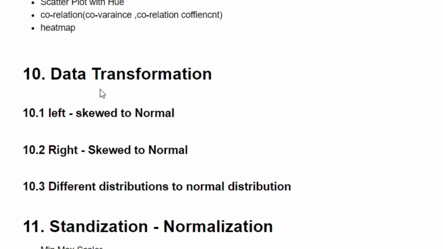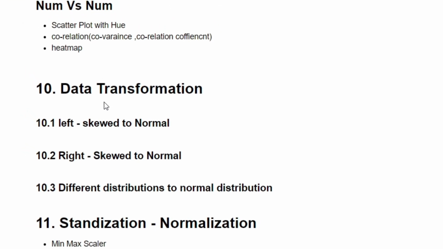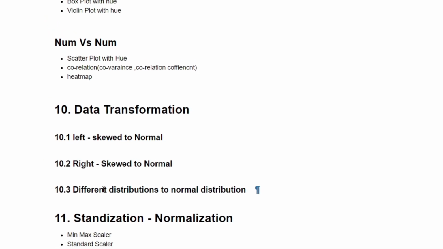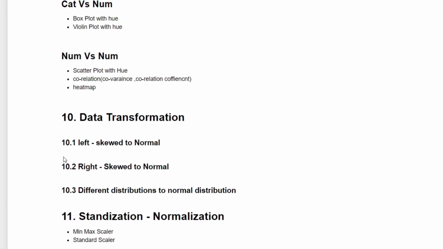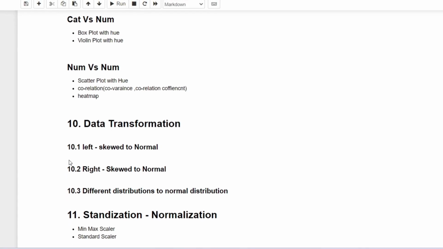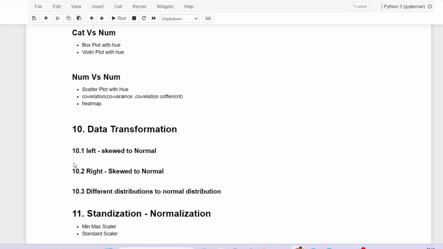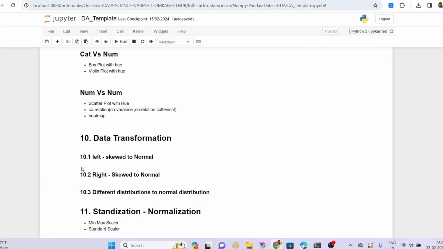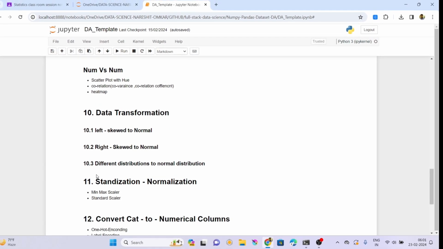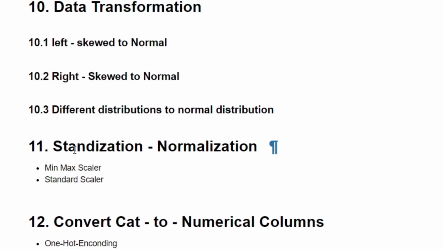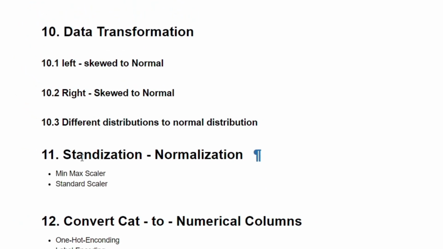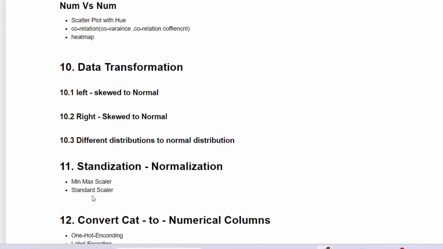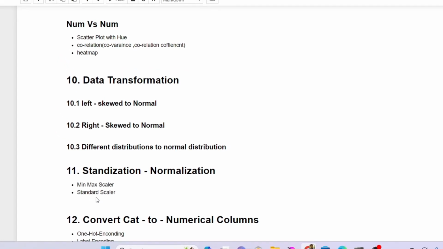10th point, we are going on to the data transformation. This is left skew to normal, right skew to normal, different distributions to the normal distribution. So based on the input column nature, we try to transform it into the normal distribution format. And 11th one is standardization and normalization: min max scaler, standard scaler. Based on the input column data distribution, we can apply this one.